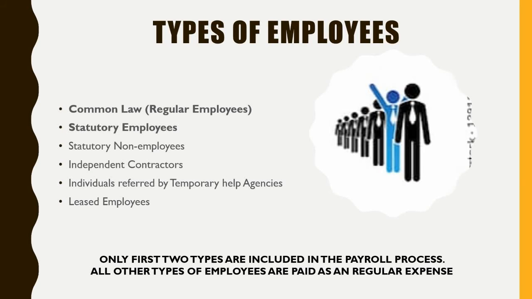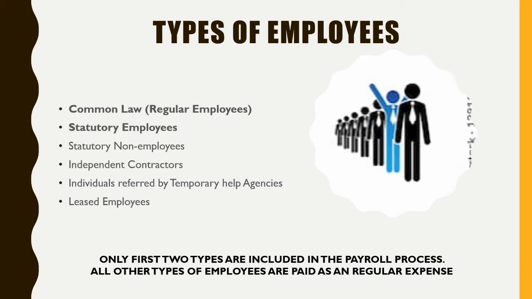So, with that being said, once you get your employer identification number, this is where we talk about what happens when you have employees. There are a total of 6 different types of employees. I'm only going to be testing you or requiring you to know the first 2, which are the common law or regular employees, and then your statutory employees. And we'll talk about what the differences are between the 2.